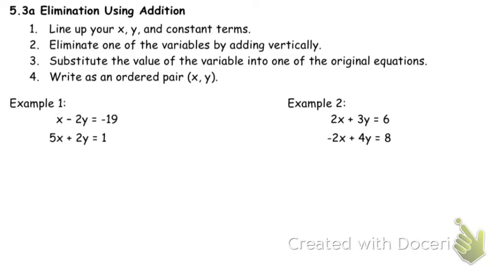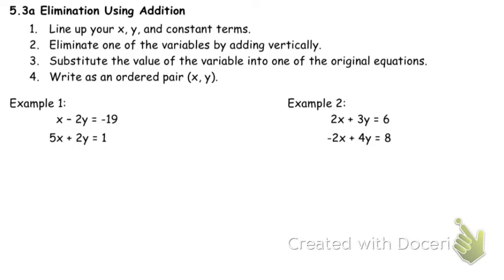Okay? So, elimination using addition. You line up your x, y, and constant terms. You line them up so they're vertically in the same order. We eliminate one of the variables by adding vertically. Show me which way is vertical. Very good, up and down.